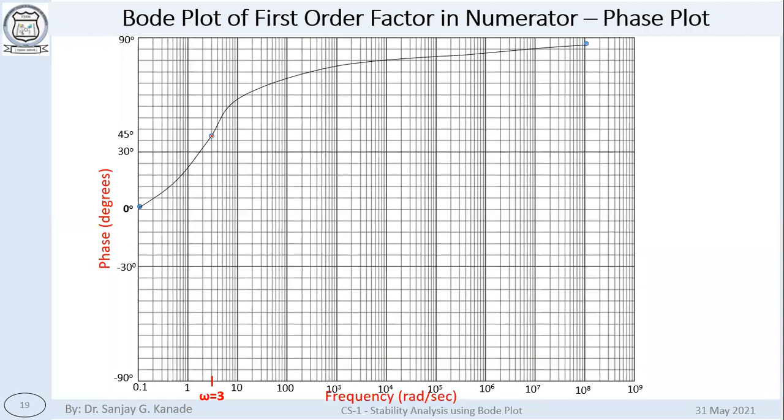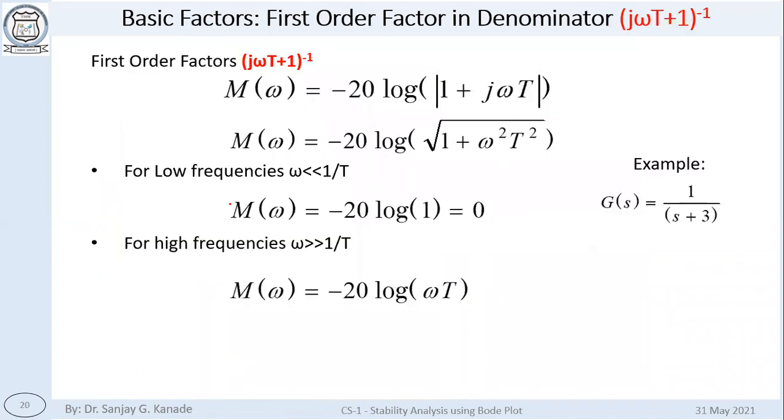Okay, these are the most important points which we must draw on the graph. Now, if that first order factor is in the denominator, what we will do is write it as (j omega t plus 1) raised to minus 1, just as I have indicated. So the analysis is almost the same. This is an example of that point.